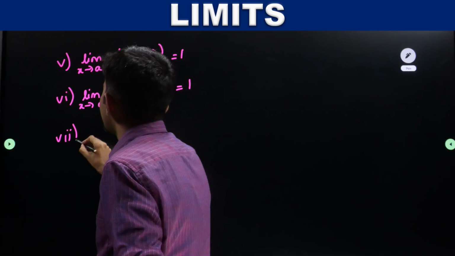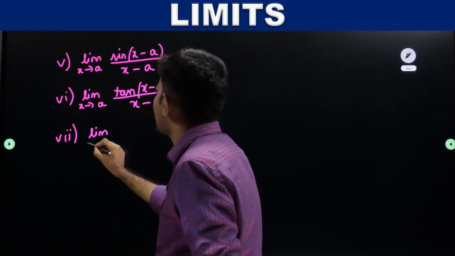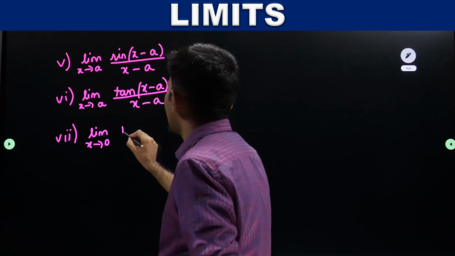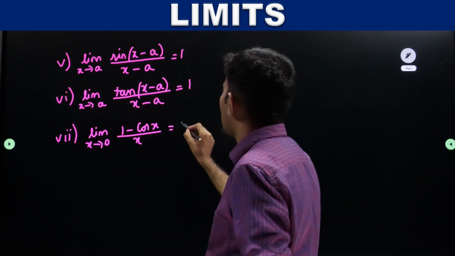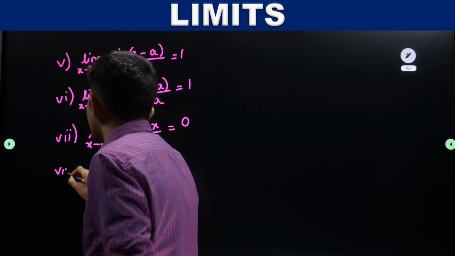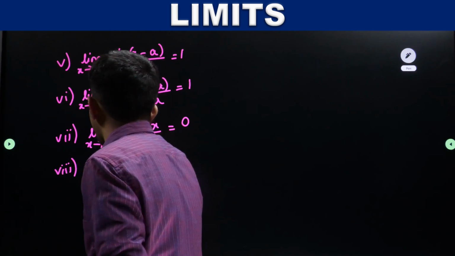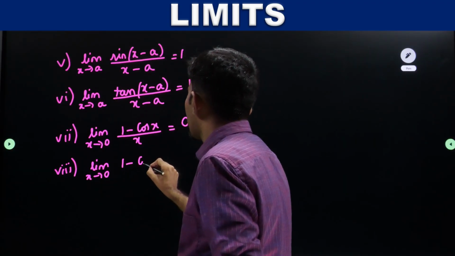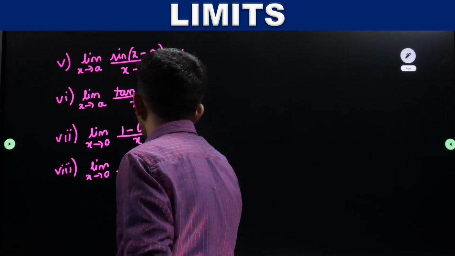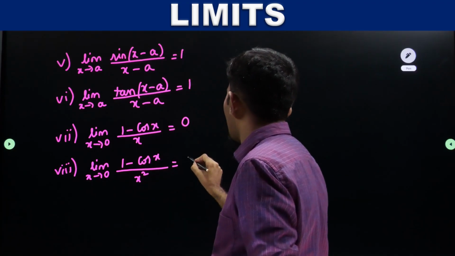Limit x tends to 0, 1 minus cos x by x is 0. Limit x tends to 0, 1 minus cos x by x square is half.